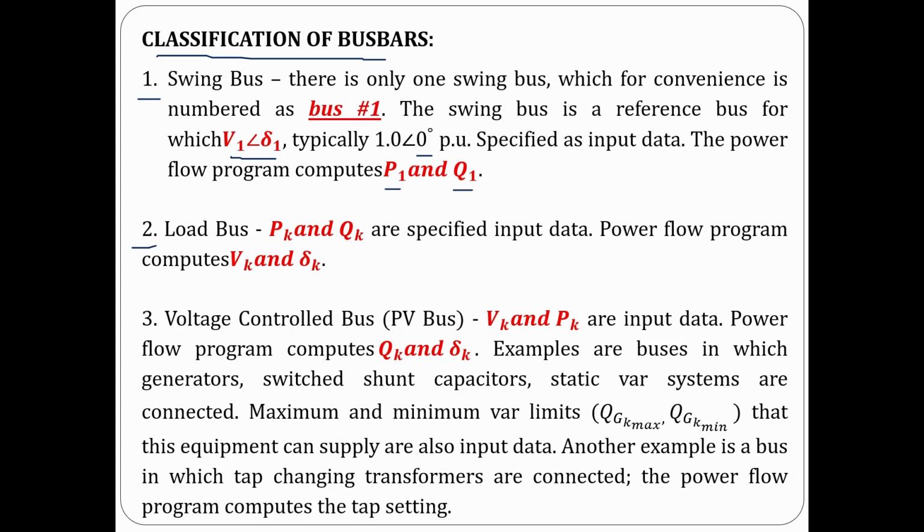Number 3, the voltage control bus or PV bus. Vk and Pk are input data. The power flow program computes Qk and delta k. Examples are buses to which generators, switched shunt capacitors, and static var systems are connected. The maximum and minimum var limits, QG max and QG min, that this equipment can supply are also input data. Another example is a bus to which tap changing transformers are connected. The power flow program computes the tap setting.